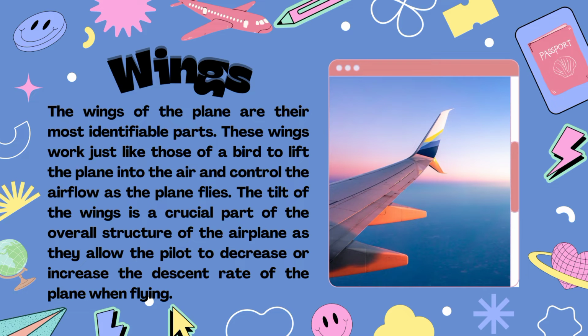Second is wings. The wings of the airplanes are their most identifiable parts. These wings work just like those of a bird to lift the plane into the air and control the airflow as the plane flies. Wings, also known as foils, are one of the most important parts of an aircraft for flight that are located outside.